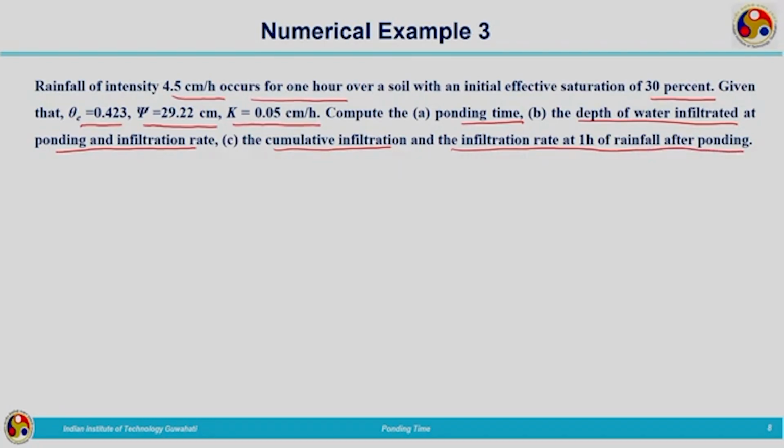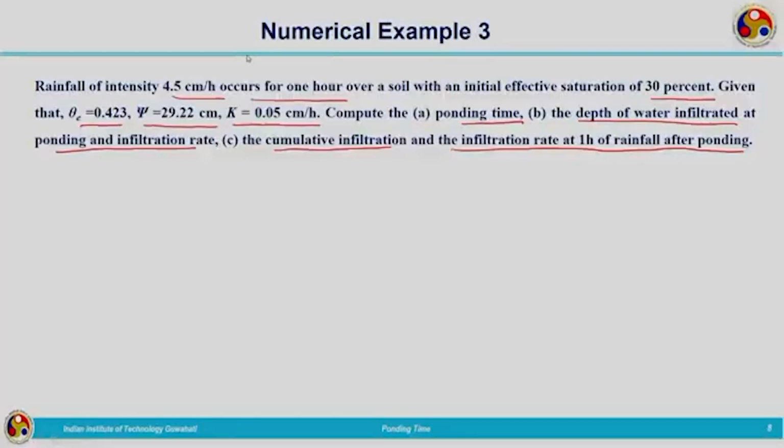So, we need to calculate 3 components: first, the ponding time; second, the depth of water infiltrated at ponding and the infiltration rate; and third, the cumulative infiltration and infiltration rate after 1 hour of rainfall. We need to check whether ponding occurs within this 1 hour. If the ponding time is more than 1 hour, then we can assume the intensity of rainfall as the infiltration rate, and we can easily calculate the cumulative infiltration.